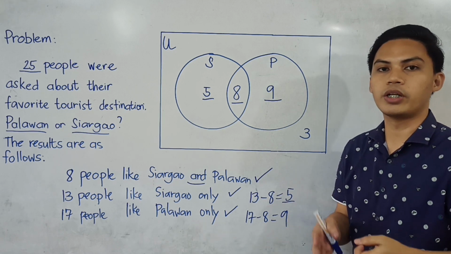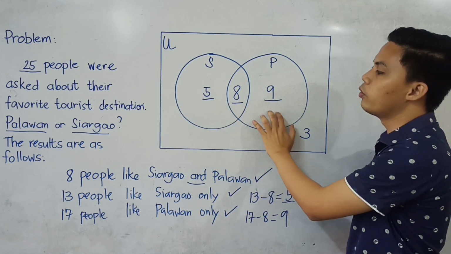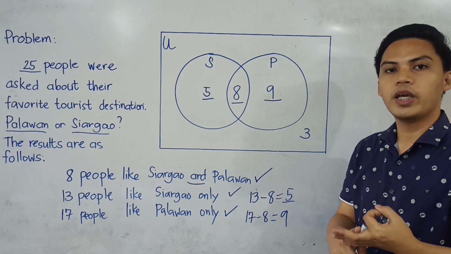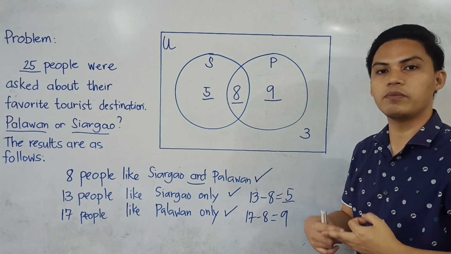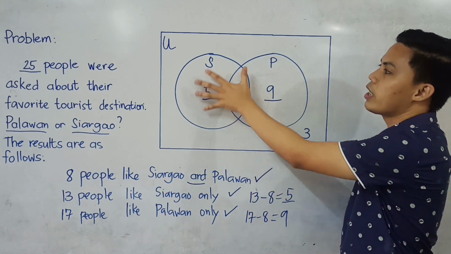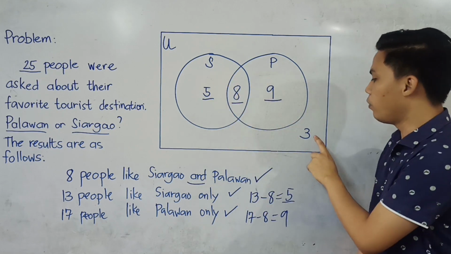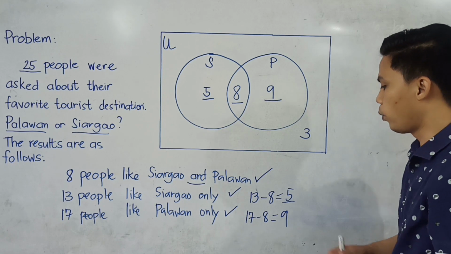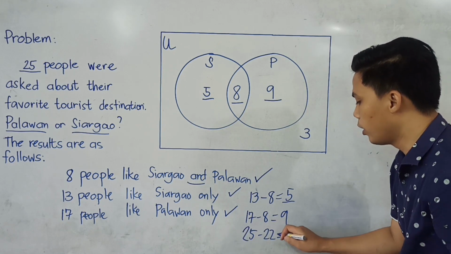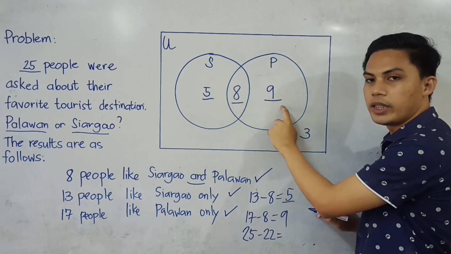Ano kaya yung choice nila? Palawan ba or Siargao? Now, since hindi sila nabilong sa information natin, since 22 lang yung pumili sa Siargao at Palawan, so we can say na yung tatlo, hindi niya gusto yung Siargao, at the same time, hindi rin niya gusto yung Palawan. So, saan natin siya ilalagay? So, ilalagay natin siya sa labas ng dalawang sets or dalawang circles natin. So, we have here 3. Kasi nga, 25 minus 22. Yung 22 again is yung sum ng tatlong numbers na inad natin kanina.